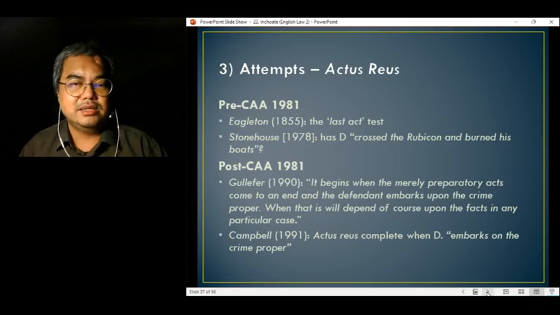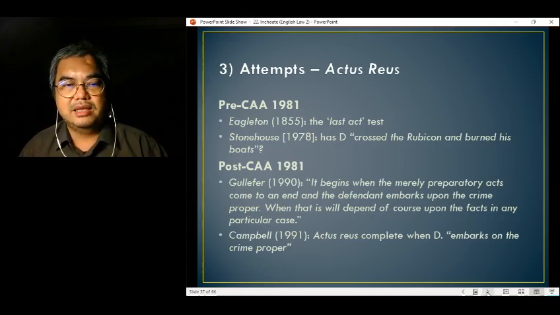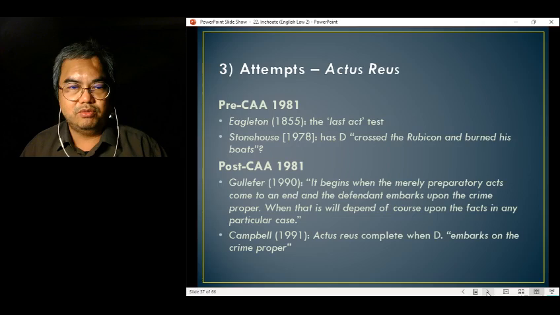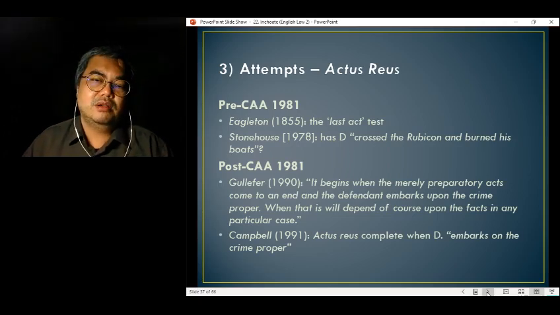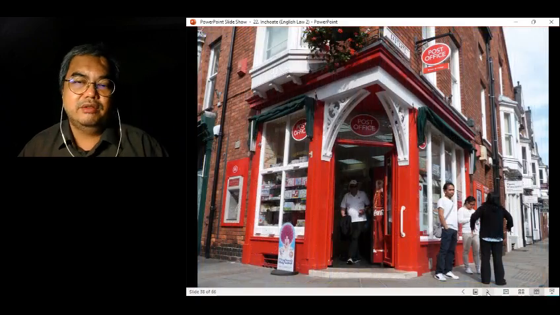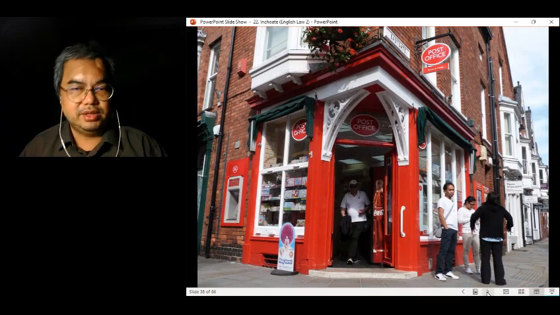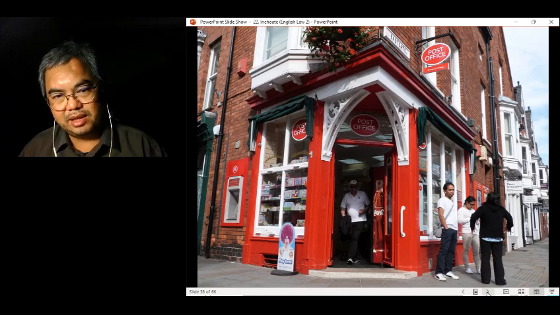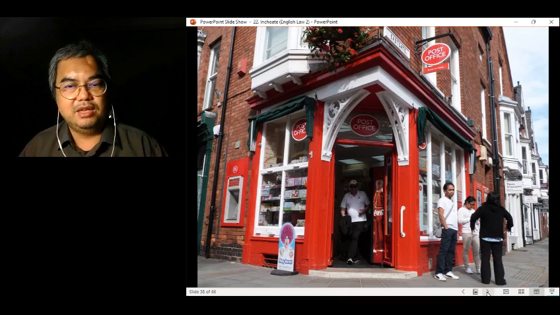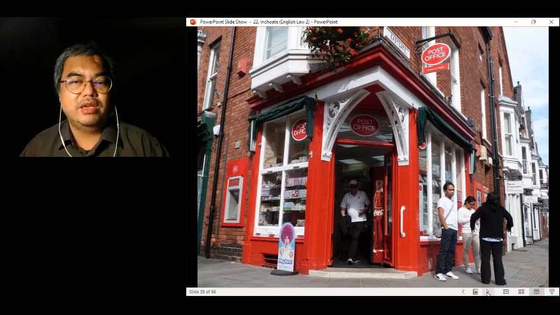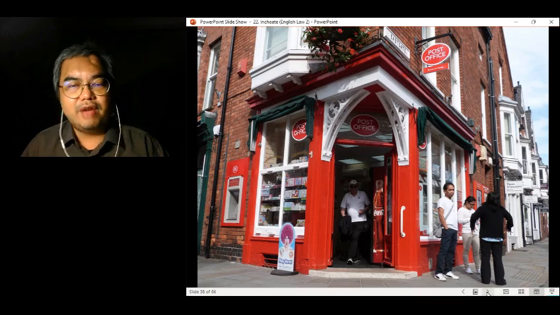Another case is the case of Campbell. Here, the court echoed what was stated in Gulliver, on where the defendant embarks on the crime proper. In this case, the defendant was trying to rob a post office. He went in there at first, and then later he came out again. Subsequently, he was going to go in again, but he was arrested just before he entered the post office.